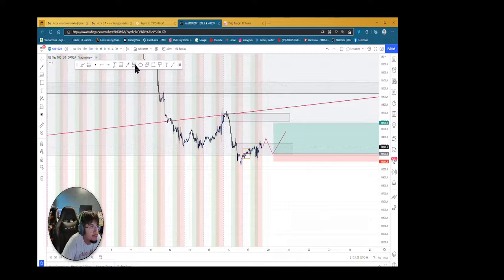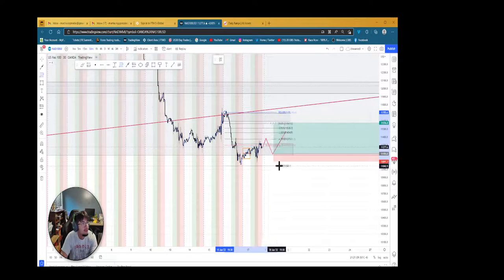Because remember, we can use a Fibonacci tool here, guys. I'll show you what it looks like. It's this tool right here. Measure this impulse, and we can set some targets. And I'll show you where I put the Fibonacci. It's from this impulse. It's the whole move.